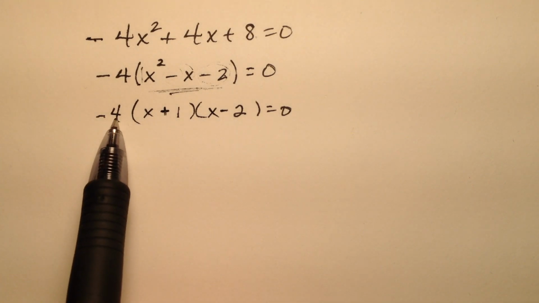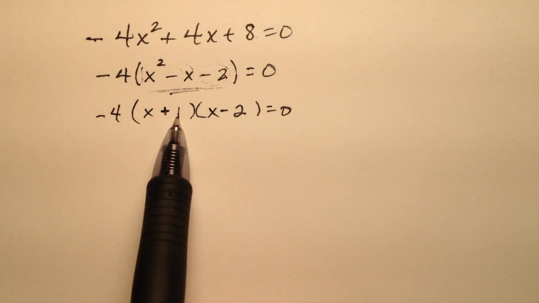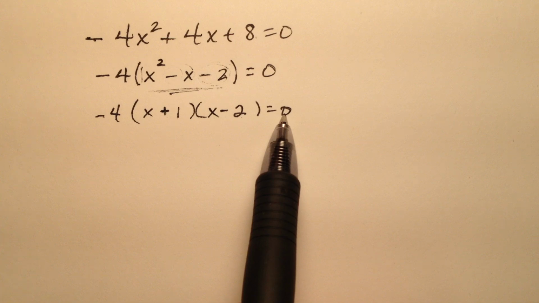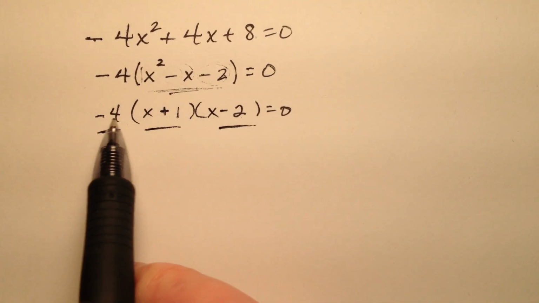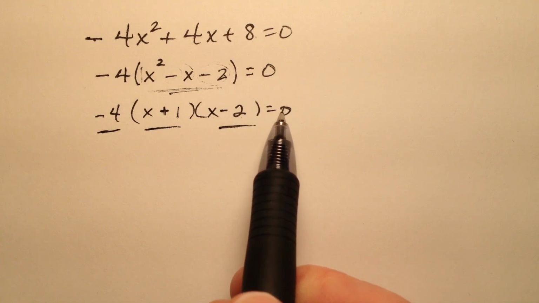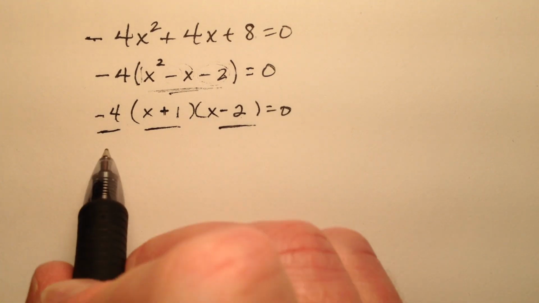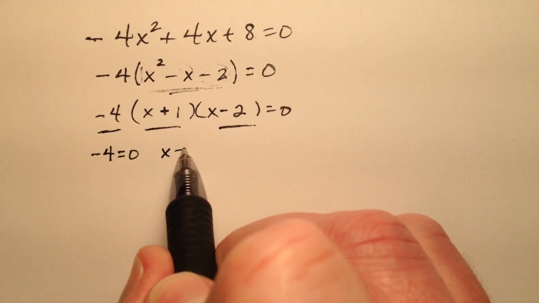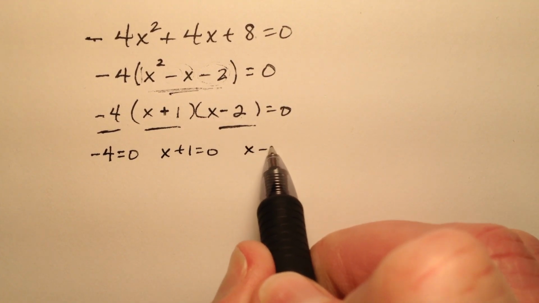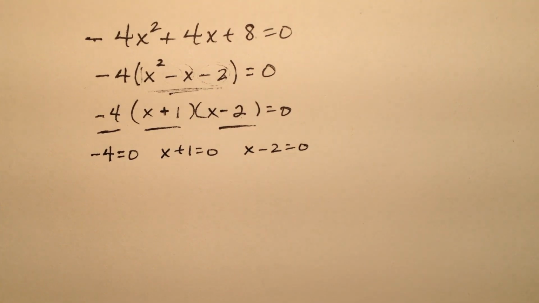So I have negative 4 times the quantity x plus 1 times the quantity x minus 2, and that equals 0. So if I have some factors here, and when I multiply them all together I get 0, then at least one of them is going to be 0. So I'm going to account for all possibilities. I'm going to set each one of my factors equal to 0.